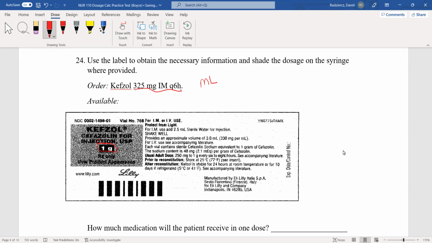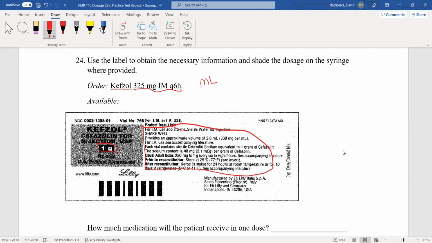So what we're going to do is look at our side label. The rule with reconstitutions is you have to look at the side label. You have to look at what's going on up in here to look for your information. Now, the first thing it says is it's for intramuscular use. It tells you to add 2.5 milliliters sterile water, and then to shake well. Adding 2.5 milliliters of sterile water is what the pharmacy would do, or maybe you would do in a certain situation. You're adding water to the powder, but you do not need that for your calculation.